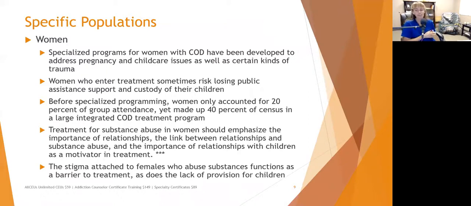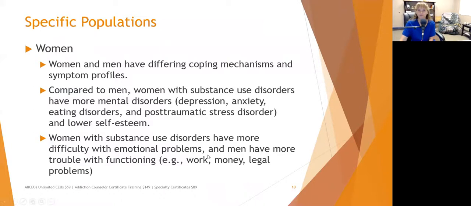The stigma attached to females who abuse substances functions as a barrier to treatment, as does lack of provision for children. So a lot of women I worked with had an inability, until we started that program, and even then, if they weren't pregnant, they couldn't get into it. A lot of non-pregnant women with children couldn't get into residential treatment because they had nothing to do with their kids, and there was nowhere they could put their kids for 45 days. So we need to look at options here, such as partial hospitalization programs that offer on-site daycare that can provide services for this population.